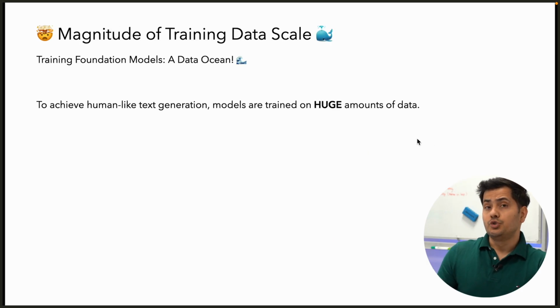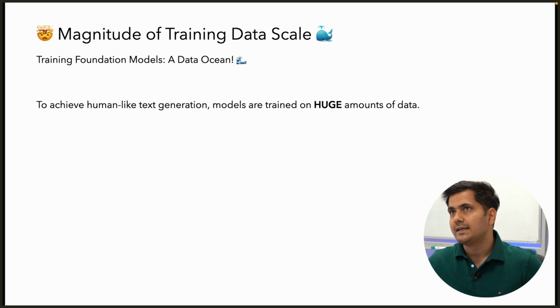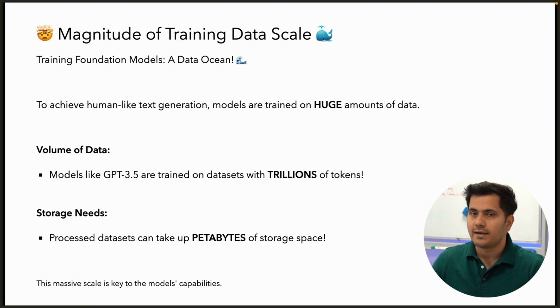So let's take a pause and think about the magnitude of training data scales. As an example, if we look at a model like GPT 3.5, then we are looking at trillions of tokens and petabytes of storage space. This is the amount of data that we're looking at, right? And that's the scale that these models are operating at, which gives them the ability to generate human-like text.